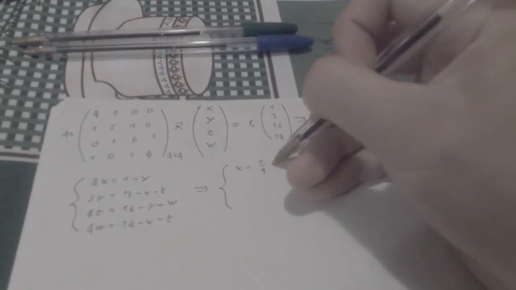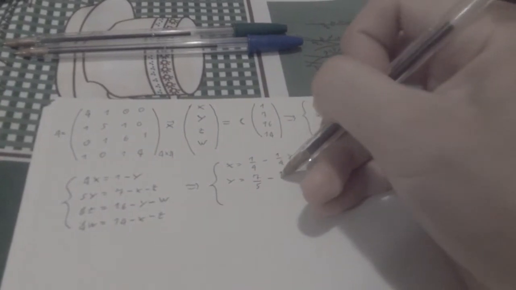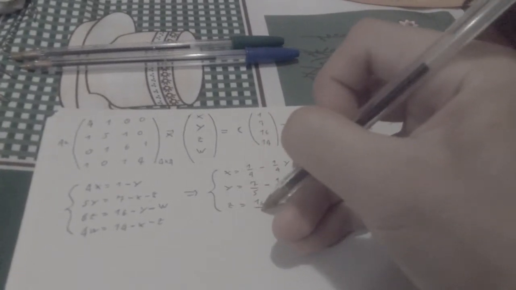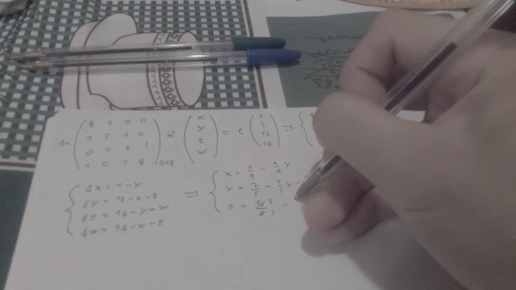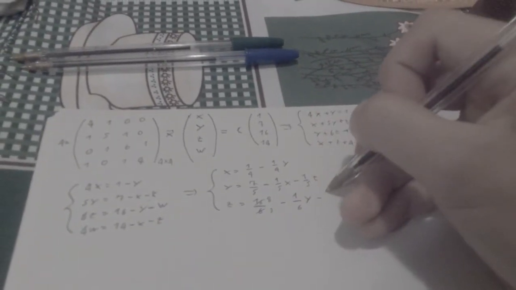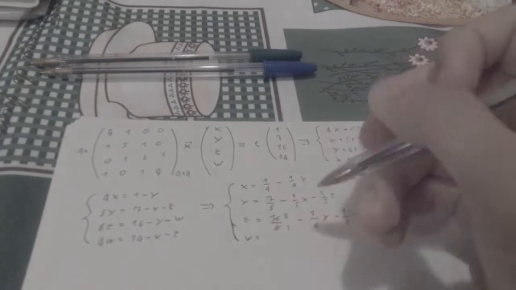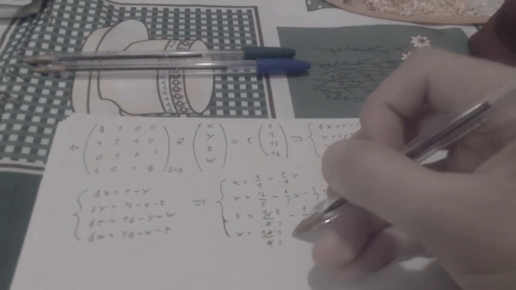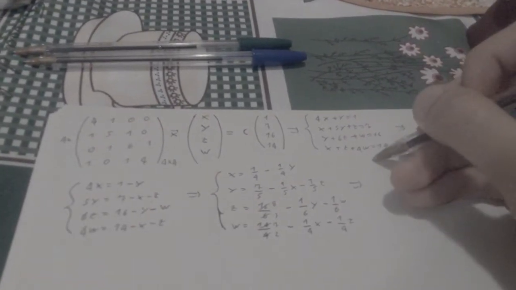And therefore we have, I'm going to divide, so x is 1 over 4 minus 1 over 4 y, y is equal to 7 over 5 minus 1 over 5 x minus 1 over 5 z. z is actually equal to 16 over 6, we simplify to 8 over 3 minus 1 over 6 y minus 1 over 6 w, and w is 14 over 4, which simplifies to 7 over 2 minus 1 over 4 x minus 1 over 4 z. Let me just rewrite it.